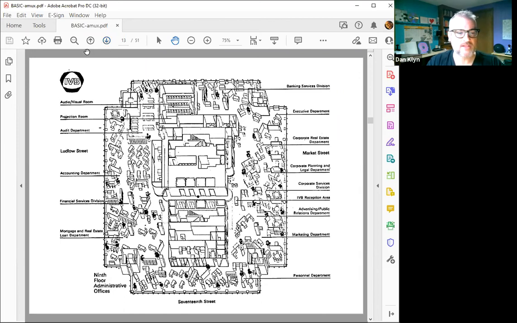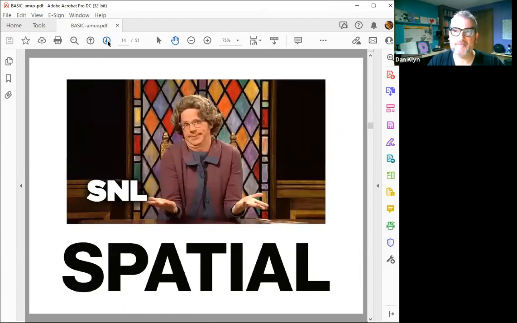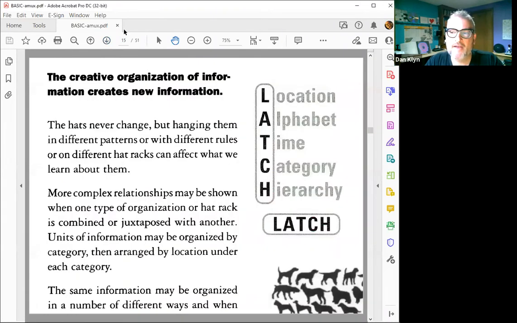So that's where all this is coming from: a fascination with things that are spatial, and the way that spatiality changes the way that we understand things. As some of you know, Mr. Werman came up with, I don't know if it's a theory, an approach to information based on this axiom at the top of the slide: the creative organization of information creates new information.